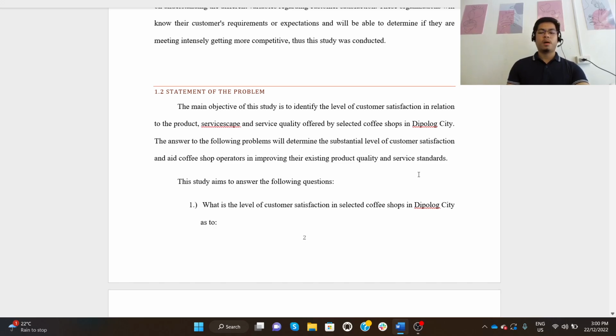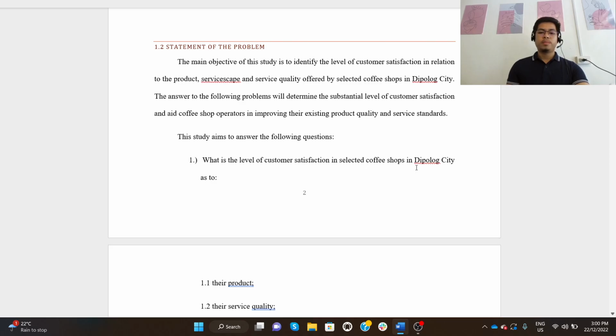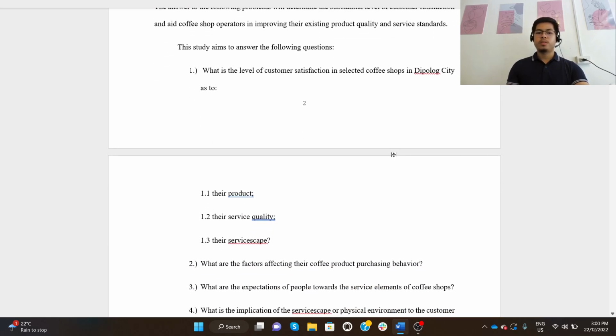Next, we have the statement of the problem. So the main objective of this study is to identify the level of customer satisfaction in relation to the product, servicescape, and service quality offered by selected coffee shops in the Pollock City. The answer to the following problems will determine the substantial level of customer satisfaction and aid coffee shop operators in improving their existing product quality and service standards. The study aims to answer the following questions.